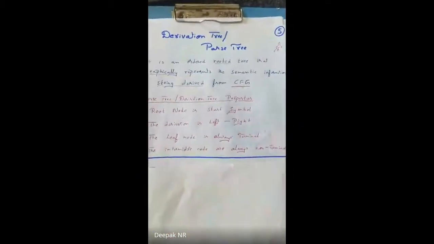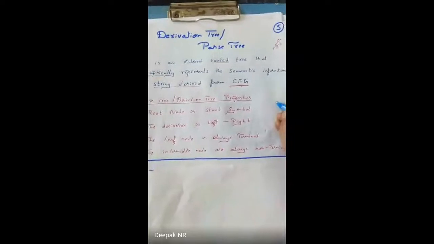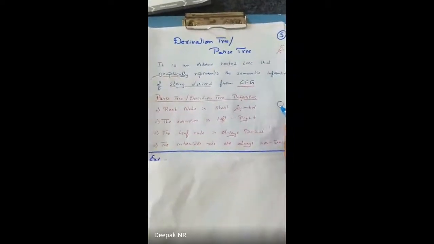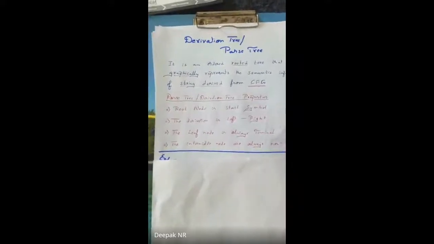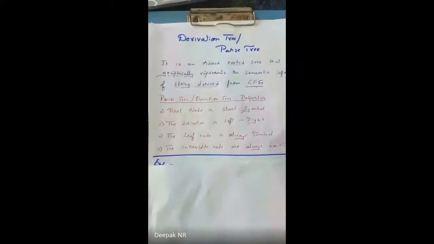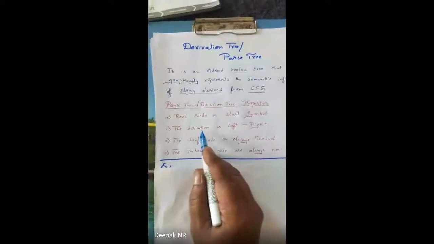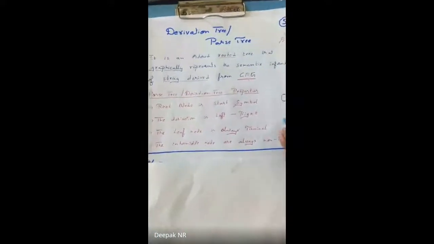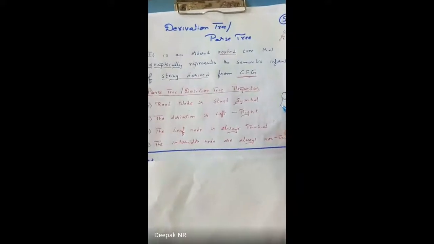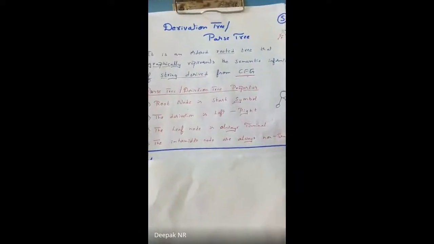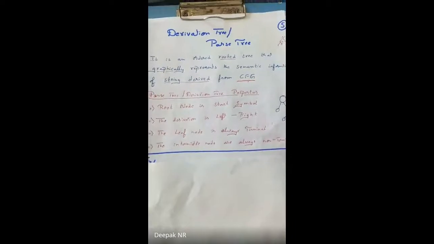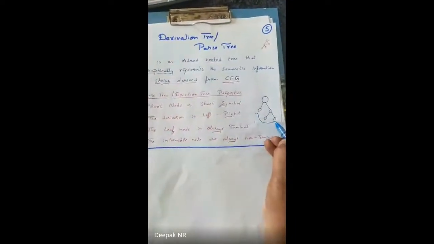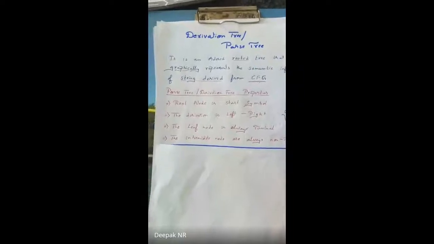What do you mean by root node? The first node is called the root node. This is always the starting symbol, and the starting symbol will be on top. Then the derivation is from left to right. I'll be getting a tree in this manner, and I'll be reading it in a left to right manner. Clear?